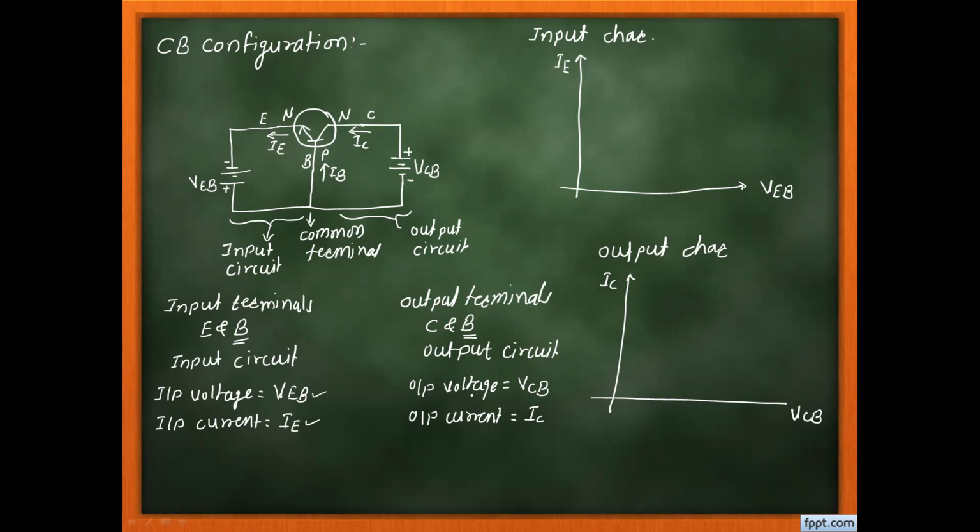But one thing is that when you want to draw the input characteristics, you need to keep the output circuit voltage constant. Means VCB we have to keep constant. This is very important. And when you want to draw the output circuit characteristics, you need to keep the input circuit current constant, and that input circuit current is IE.